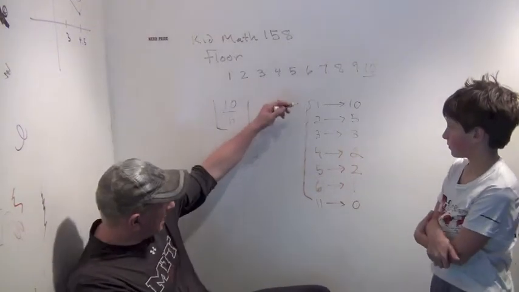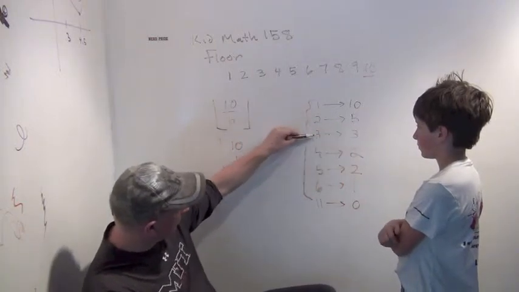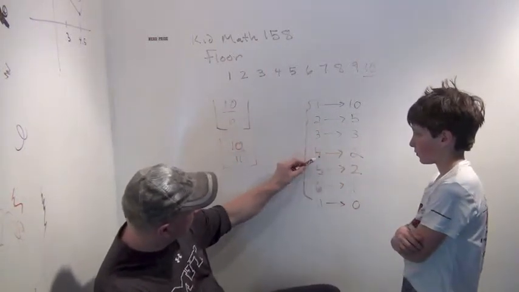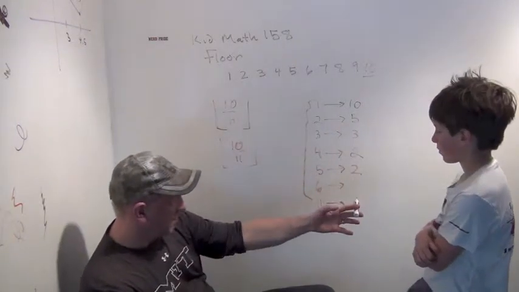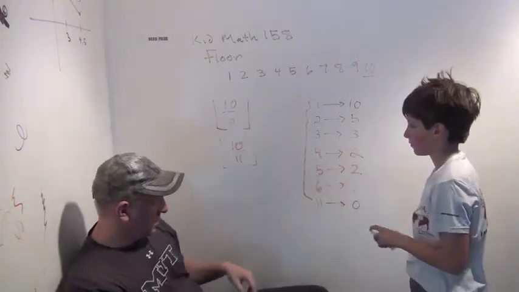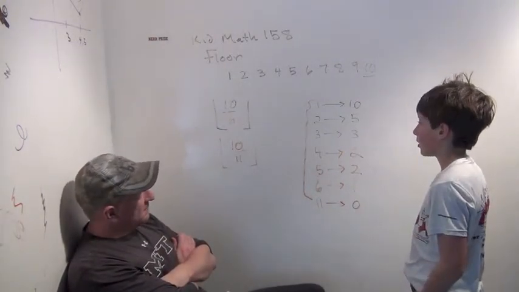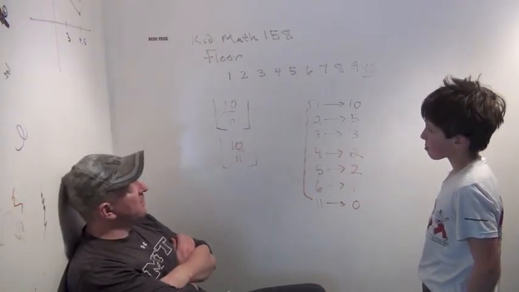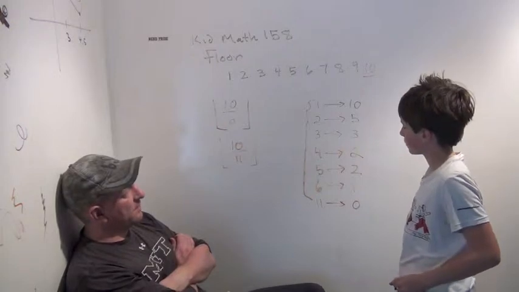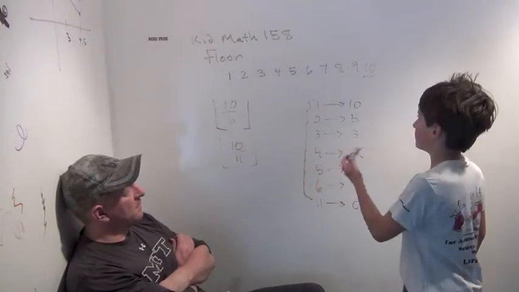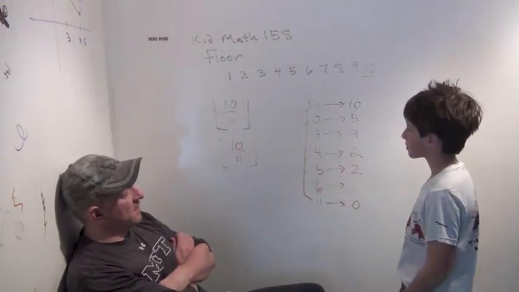So what do we have 10 of with 1? What do we have 5 of with 2? What do we have 3 of with 3? What do we have 2 of with 4? What do we have 2 of with 5? And only 1 of 6, and then none with 11. Look at the board. I wrote some numbers down. What can we say about this? What do those numbers represent?